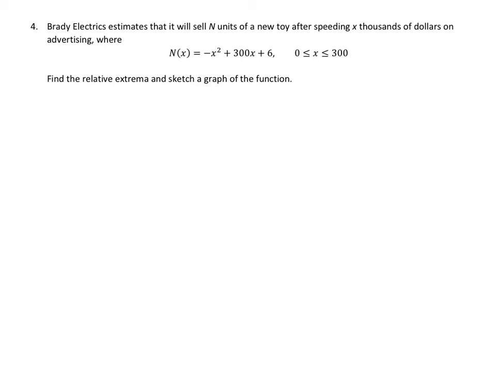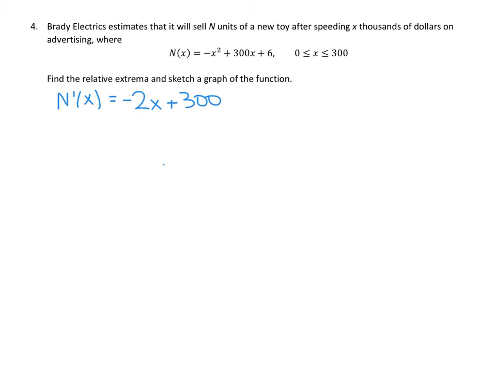To find the critical points, we need to find the first derivative. Taking the derivative of n of x, so we're finding n prime of x, the derivative of that function is negative 2x plus 300. Critical points occur where the derivative is either equal to 0 or where the derivative is not defined. Since the derivative is a polynomial function, it's defined for all real x values. So we're going to set the derivative equal to 0 to find any critical values.